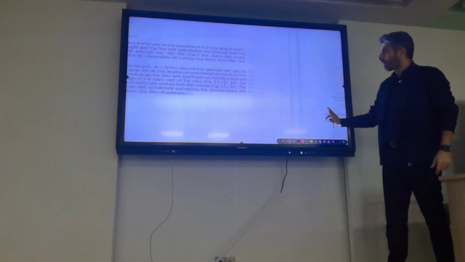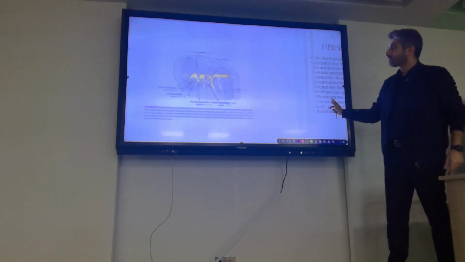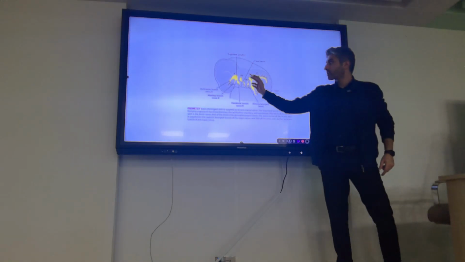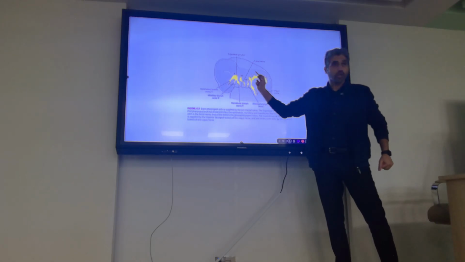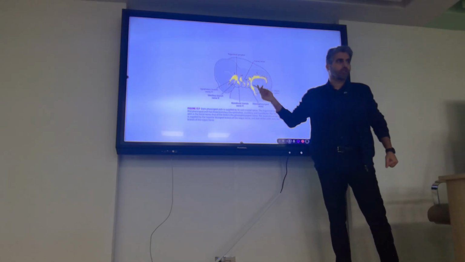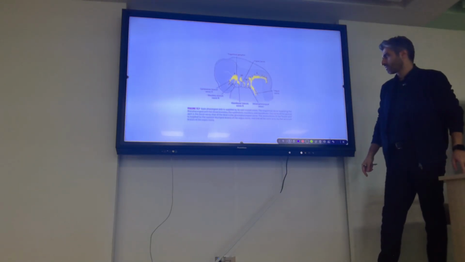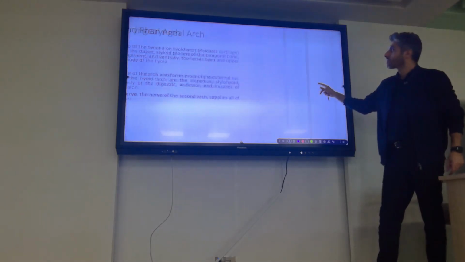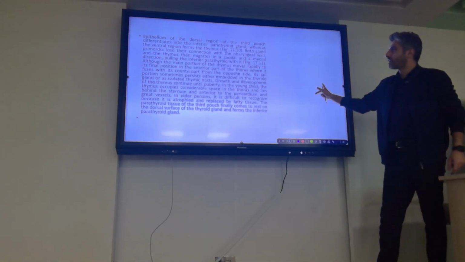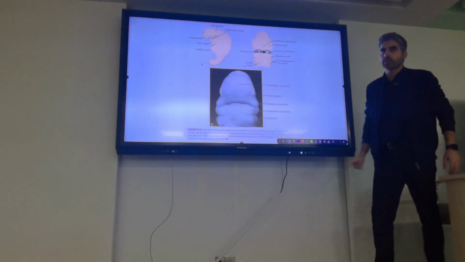Look at this picture. For example, the cranial nerves from the brain, you can see that they start from the cranium and then they go to the arch. Okay? So we explained the cleft, pouch, and arch. Let's see the tongue.